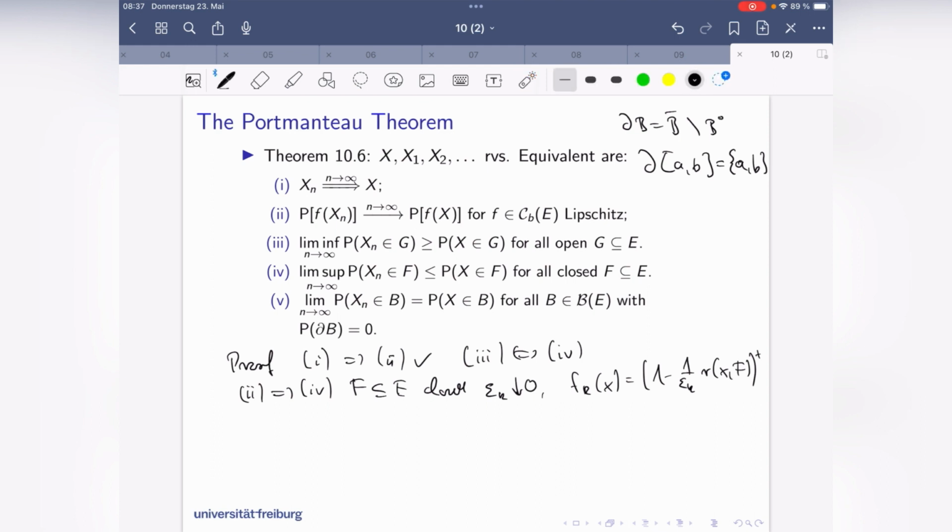And I can write, well, lim sup n goes to infinity, so that's what I have to see here. The limit must hold. P of xn is in F. Okay, that's integrating the indicator of F. That's less or equal than the integral of fk of xn. Yeah, lim sup over all n.